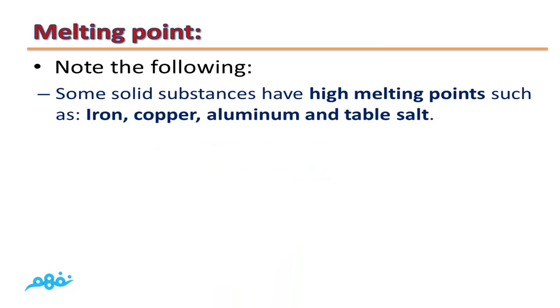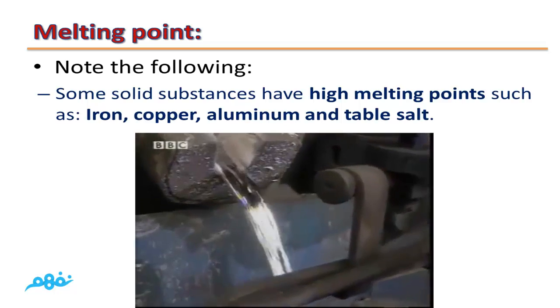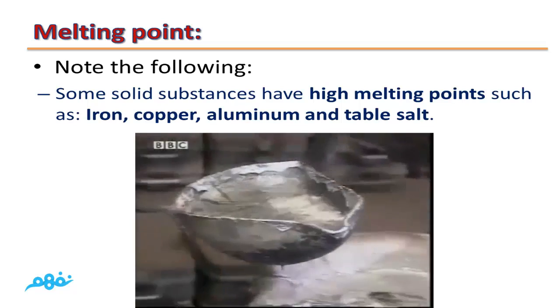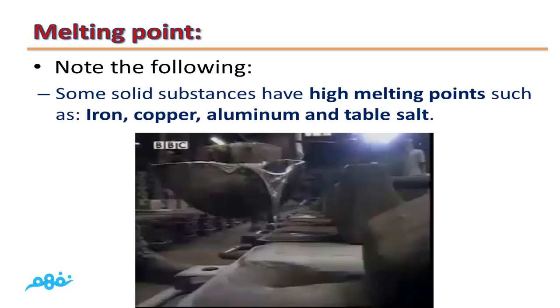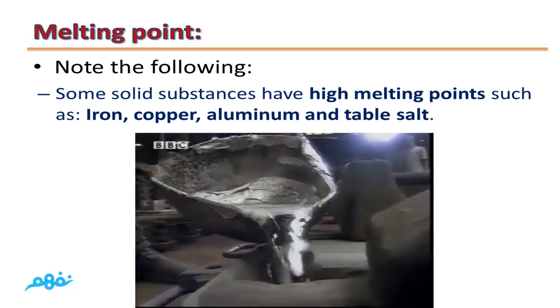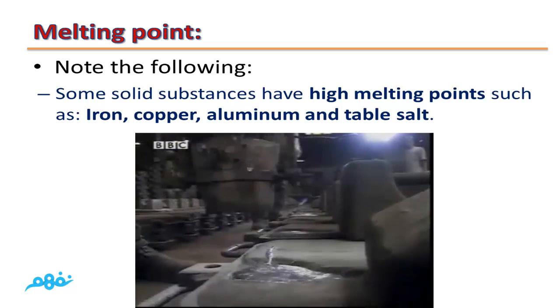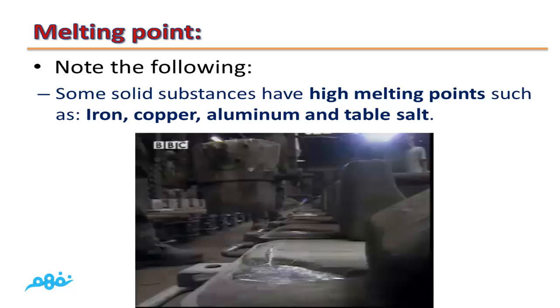Some solid substances have high melting points. This means that they need huge amount of heat to melt, to change from solid into liquid, such as iron, copper, aluminum, and table salt. As you can see here, this is a melted aluminum. It took a huge heat energy to change from its solid state into this liquid state.